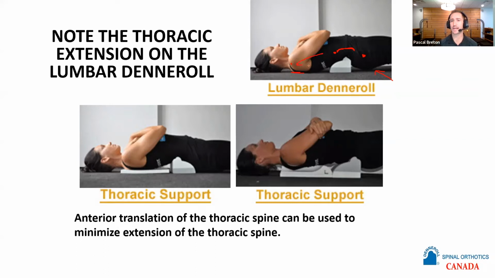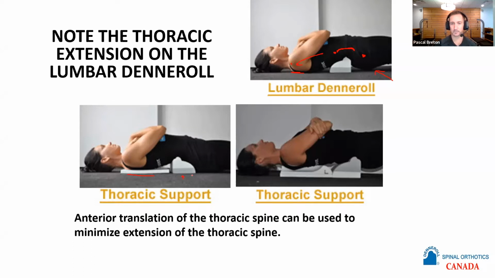Most of the time when we're going to lay a patient on a lumbar Denneroll, we at least want to give them a little bit of support. So here's 20 millimeters of support, just under an inch. And you can see that already it substantially reduces the amount of extension that happens in the thorax. So it gives it a bit more support and it makes it a little bit easier to lay on that Denneroll.